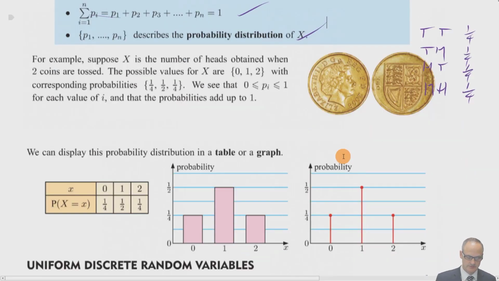You can show your probabilities in many different ways. You can do a table of all the values. The little x indicates the individual values that the big X can take, and the probability of big X equaling little x, the variable equaling one of these values, is given by these probabilities. We can graph them as bars, or we can graph them as lines.